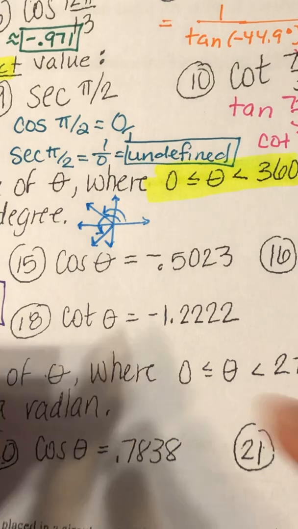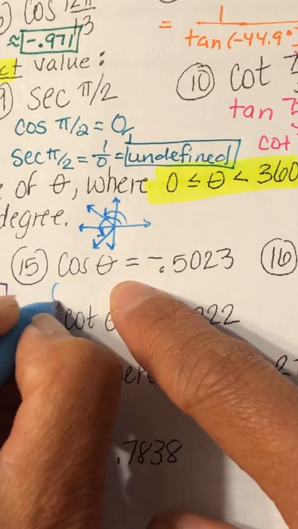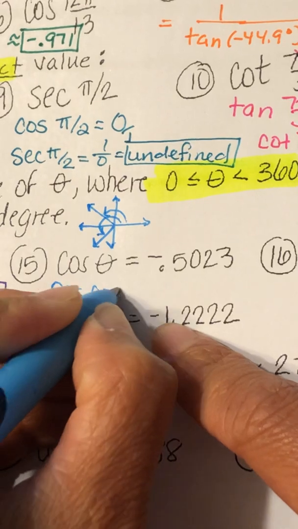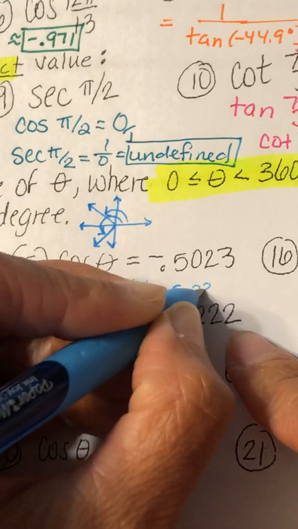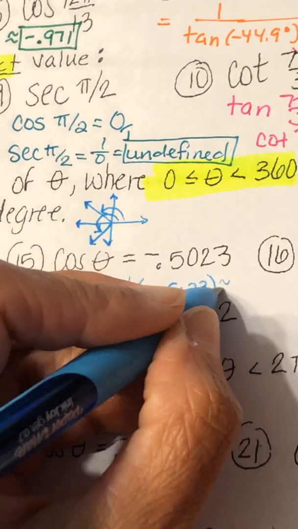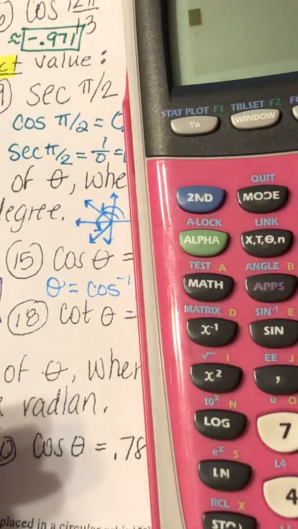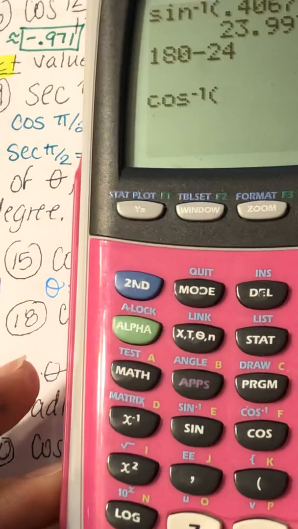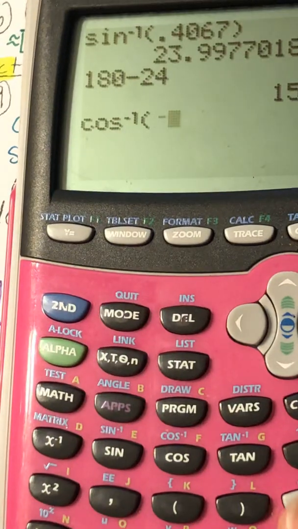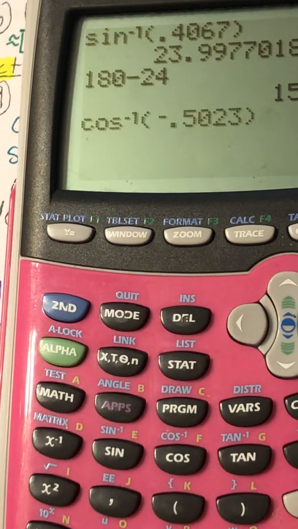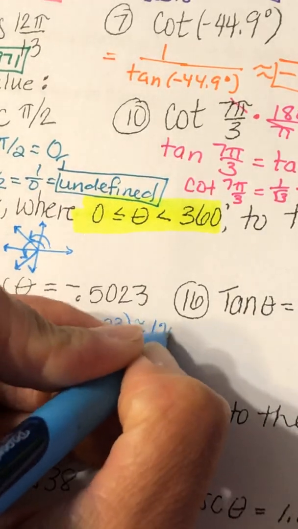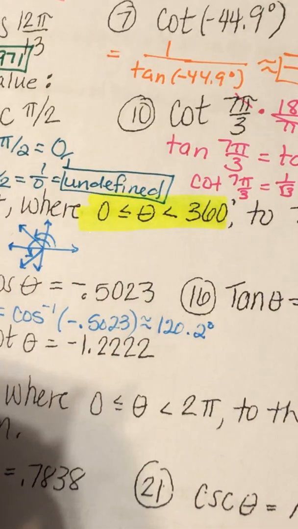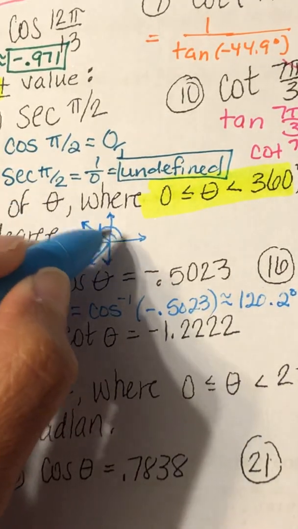Okay, so to start that off, I need to find the original theta. So I'm going to have to take an inverse cosine of negative 0.5023, and let's see what I get. So second cosine of negative 0.5023, to the nearest tenth, would be 120.2. So my first angle is 120.2 degrees. Okay, so that's this first one right here.